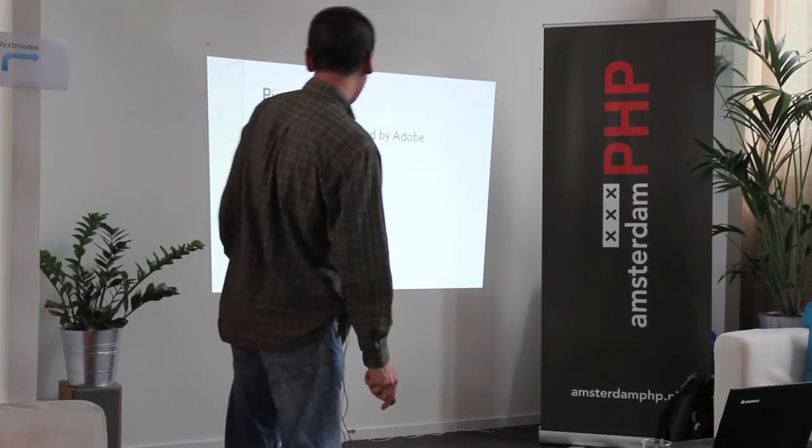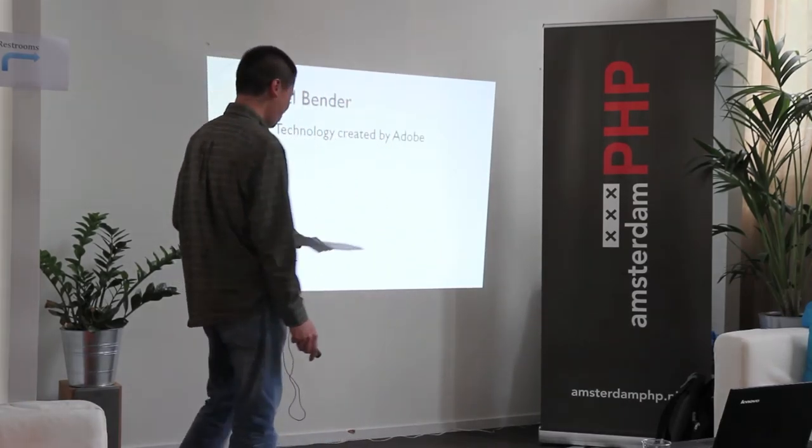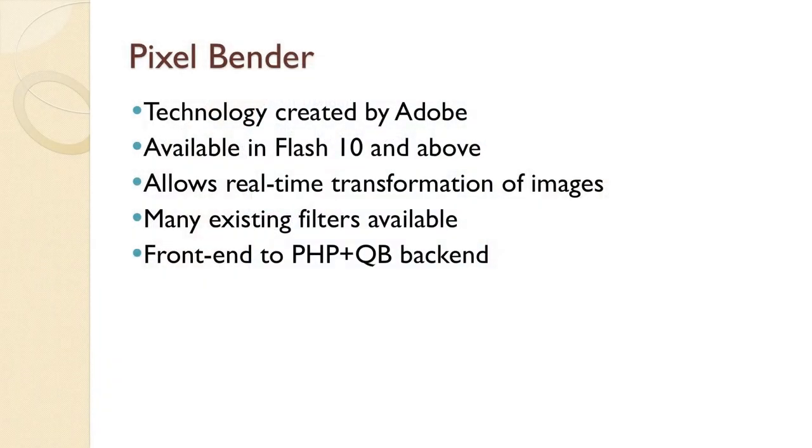Okay, so Pixel Bender is a technology created by Adobe. It's available in Flash 10 and above. It gives you the ability to do various special effects in real time. It's pretty cool. Too bad there are no Flash developers here who can tell you about it. There are many existing filters you can download off the internet.